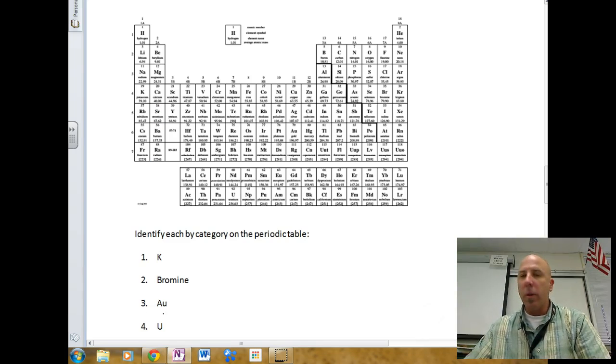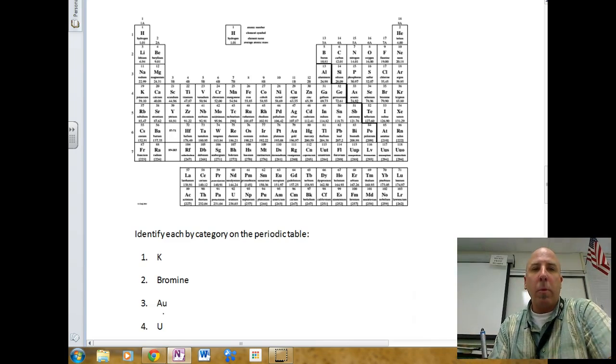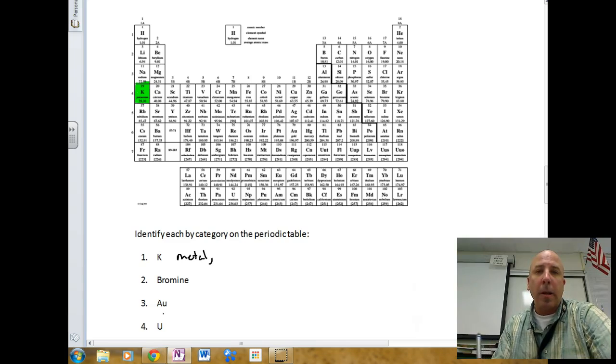What we're looking at here is a couple different questions on identifying each category on the periodic table for each of these four elements. So we have number one, K, which is potassium. Now we're going to go up and find potassium on the periodic table. There it is right there. And it's asking us to identify it by category. So we can identify it a few different ways for potassium. Number one, first and foremost, it's going to be just a metal, because remember, it is to the left of the stair-step line on the periodic table.